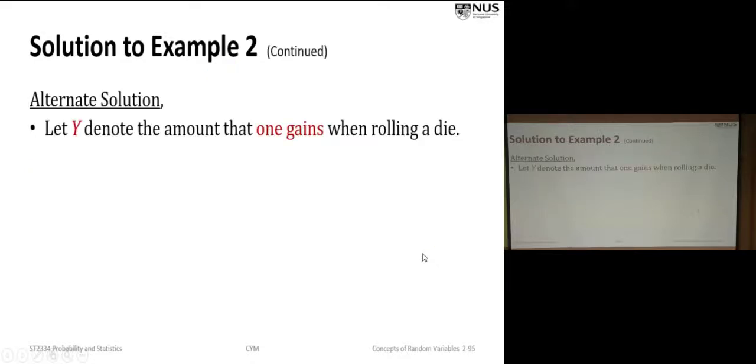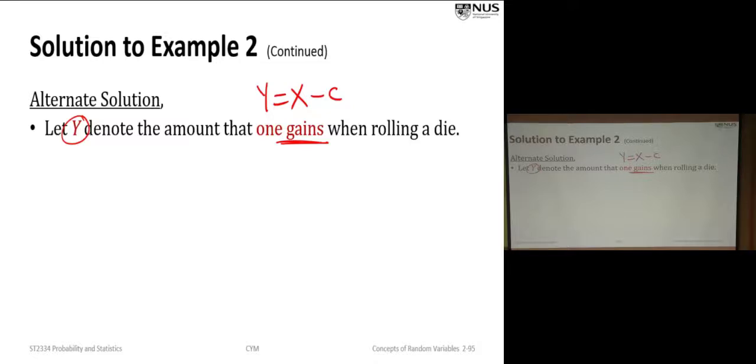Of course, alternatively, you can create a new random variable. Let me call it Y, which is the amount that he gains. Gain is the amount that he gets minus the amount that he pays out. So the amount that he gets is X. The amount that he pays out is C. You have to understand why I define it like that. Remember, X is the amount that he gets. C is the amount that he has to pay to play the game. So the difference is the money that he gained. So Y is equal to X minus C.